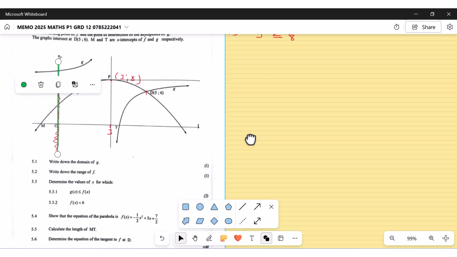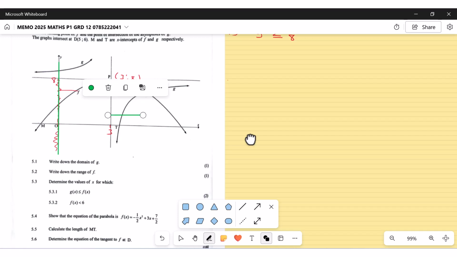This other portion here along the vertical asymptote, and then this other portion, this one here, when we're talking about x values. Now guys, look here. Now I'm looking for the x value such that my g is less than f of x.